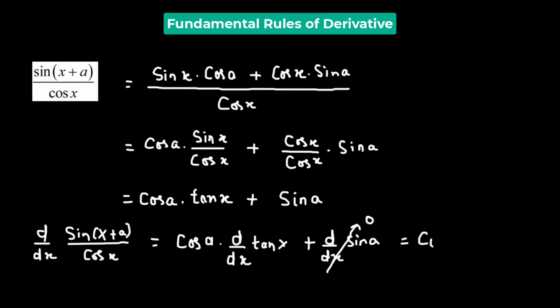So we have cosine of a times the derivative of the tangent function, which is simply secant squared x. So this is going to be the derivative of the given function. Let us move on to the next question.